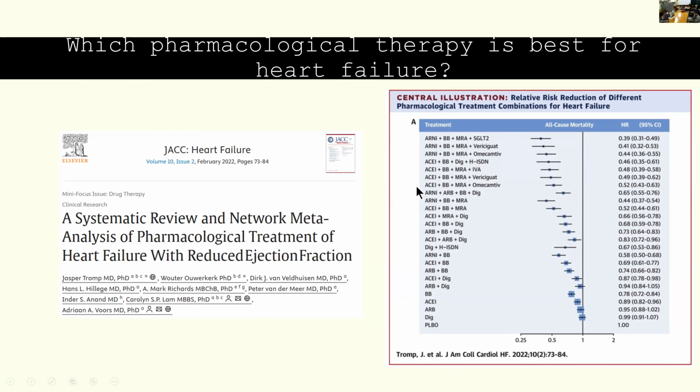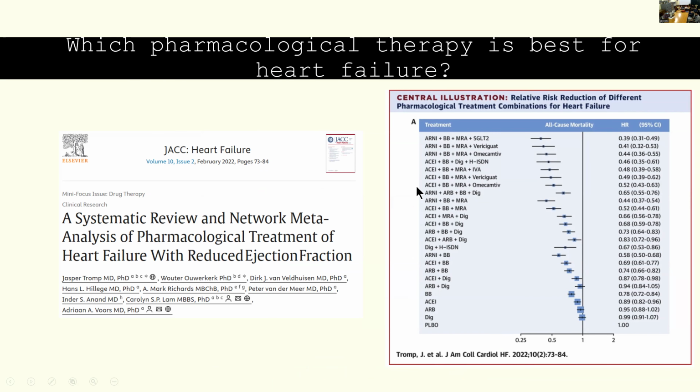It's not possible that you have studies which compare any two interventions. For example, you might not have studies which compare ARNI plus beta blockers directly with ARNI plus ARB plus beta blockers with blockade. But in the network meta-analysis, you're able to compare everything together and you can rank all the interventions according to the priority.